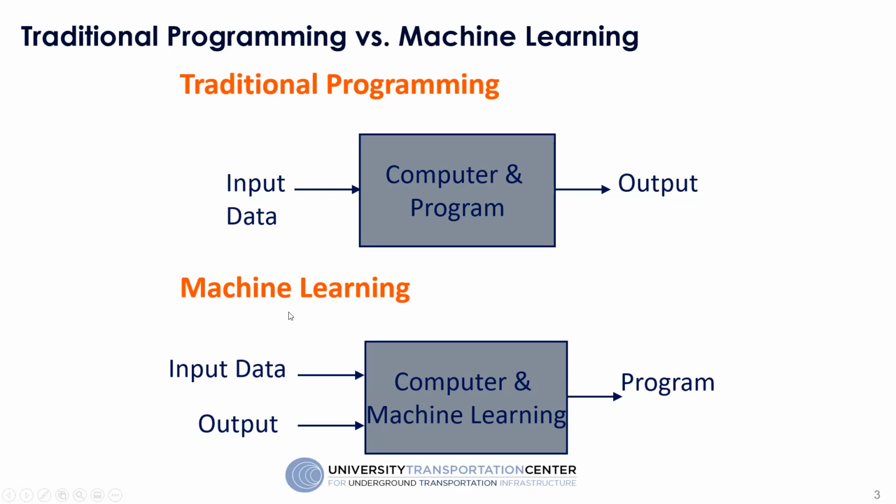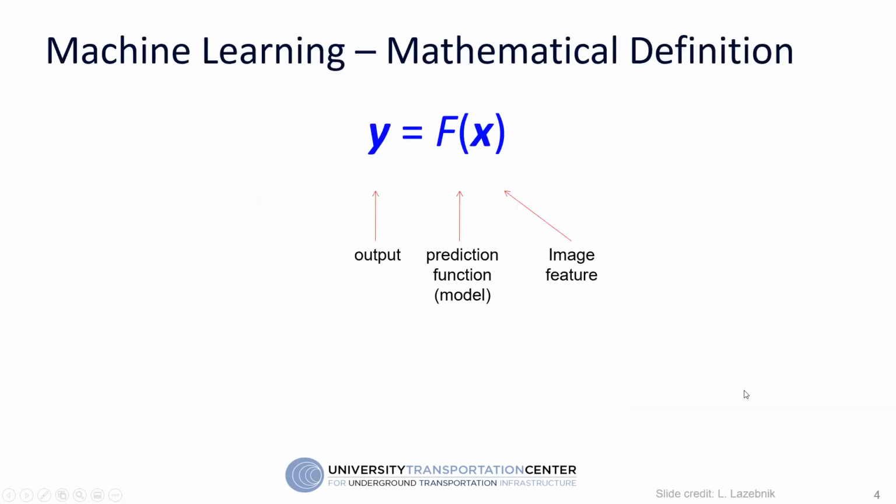In a machine learning environment, we have both the input and the output data, for example, from measurements. And we use machine learning to look at patterns between the input and the output, and that becomes the program. So mathematically, this is the definition of machine learning. We have the output that we know of. We have the image picture, which is the input, and we have the prediction model or the function model. This is what we want to evolve.